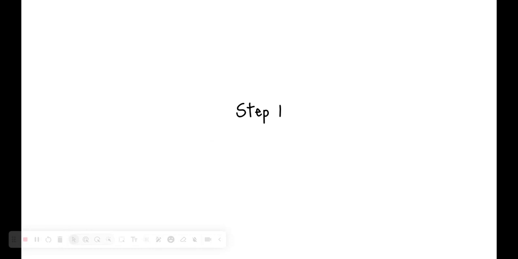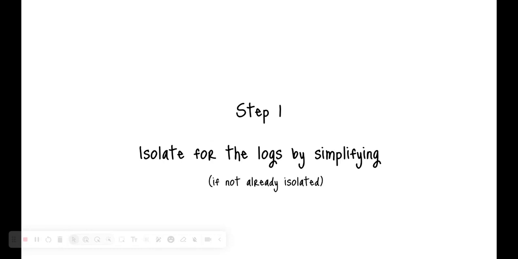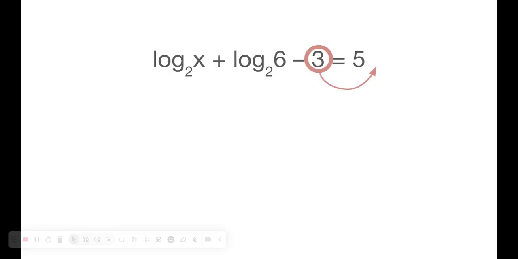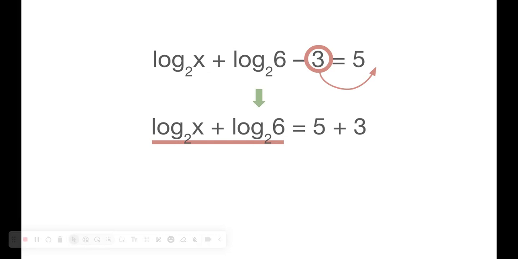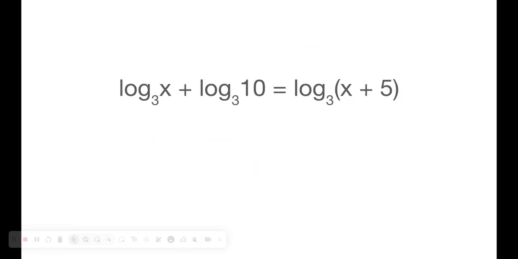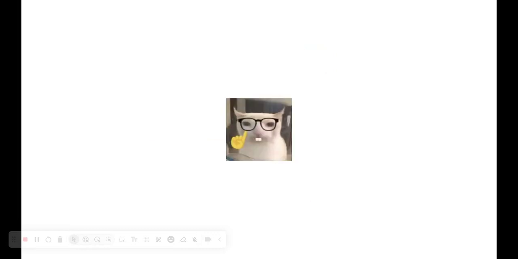The first step is to isolate the logarithm, if it's not already isolated for you, by performing inverse operations as well as using the log laws until the log is alone on one side. If there are only logs on both sides of the equation, then isolate them for each side. This will come in handy later.